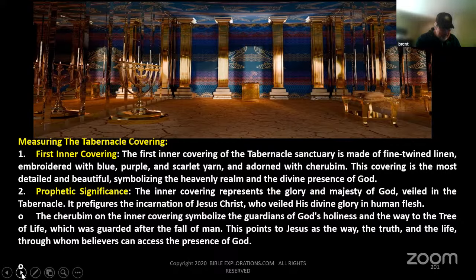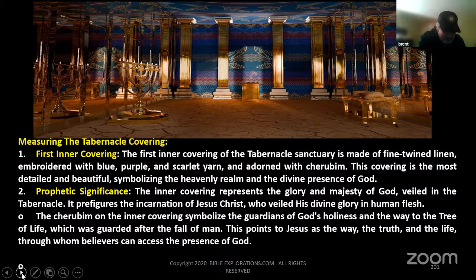The first inner covering of the tabernacle sanctuary is made of fine twined linen, embroidered with blue, purple, and scarlet yarn, and adorned with cherubim. This covering is the most detailed and beautiful of all the coverings, symbolizing the heavenly realm and the divine presence of God. The prophetic significance is that the inner covering represents the glory and majesty of God veiled in the tabernacle. It prefigures the incarnation of Jesus Christ, who veiled his divine glory in human flesh.